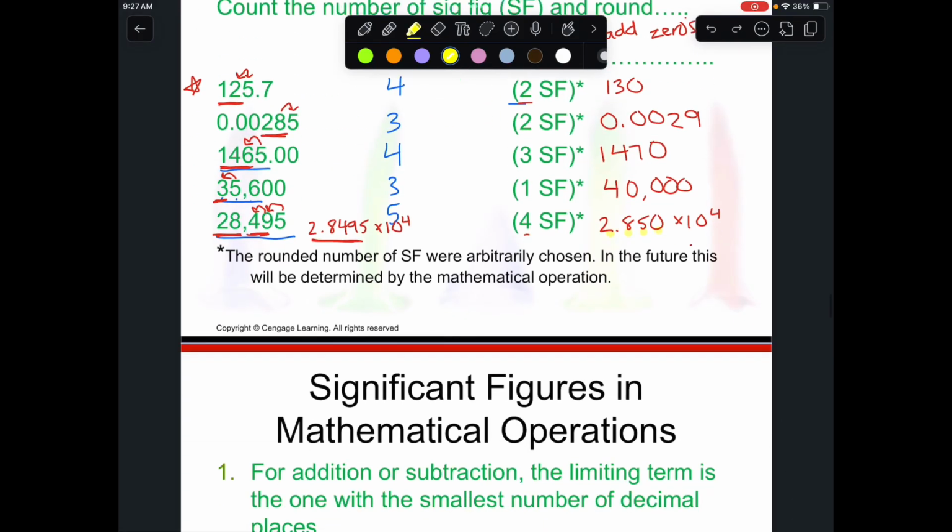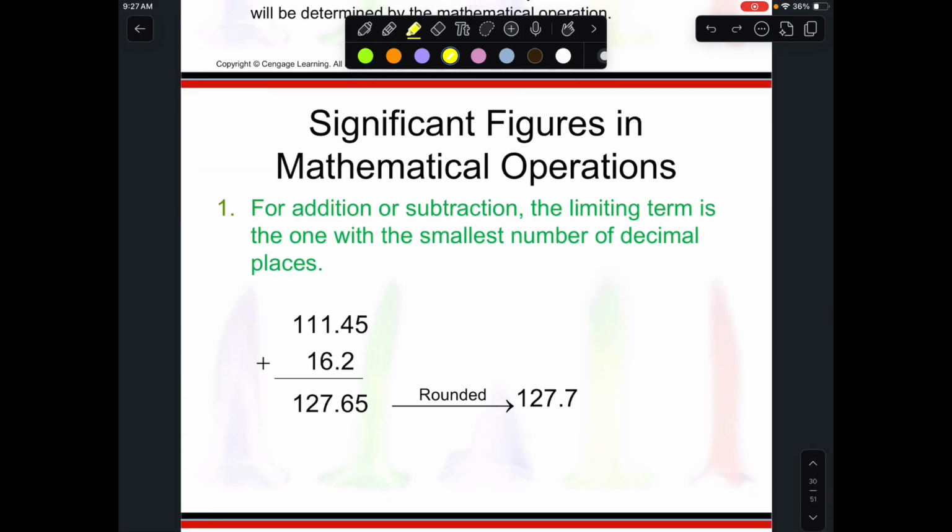Okay? All right. Now, again, how do we figure out how many sig figs our answer should have? Let me show you. So there are different rules for adding and subtracting compared to multiplying and dividing. If you are adding and subtracting, you are going to round your final number to the one with the smallest number of decimal places. So let me show you what I mean here. If we have 111.45, this has 2 decimal places, and 16.2 has 1 decimal place.